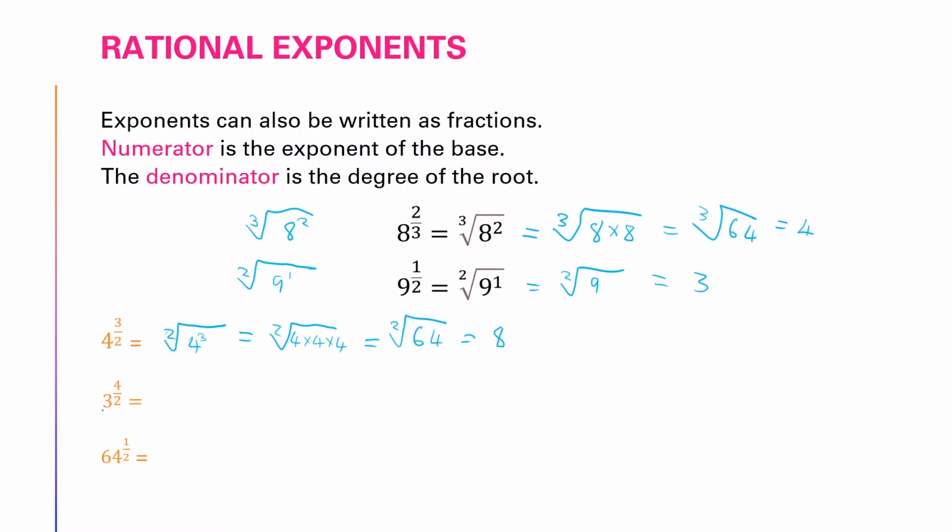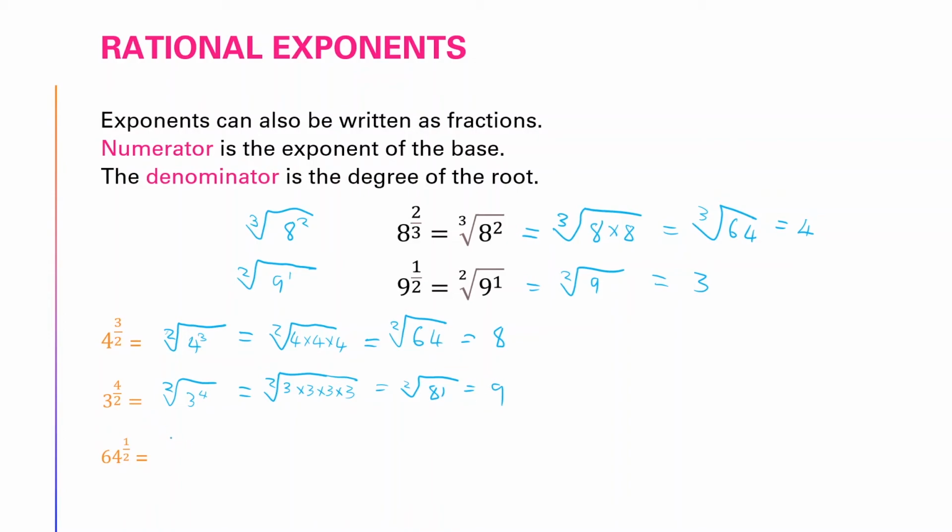Now let's try 3 to the power of 4 over 2. Now we know that 3 to the power 4 over 2 is written as the square root of 3 to the power of 4, which is equal to the square root of 3 times 3 times 3 times 3. And 3 to the power of 4 is 81. So we're finding the square root of 81. Now square root of 81 is 9, because 9 times 9 brings us back to 81. So 9 squared is 81, and the square root of 81 is 9.